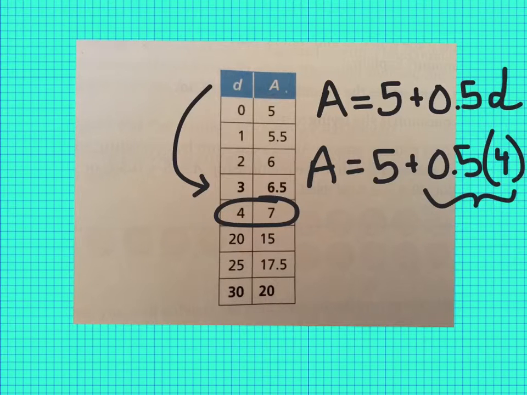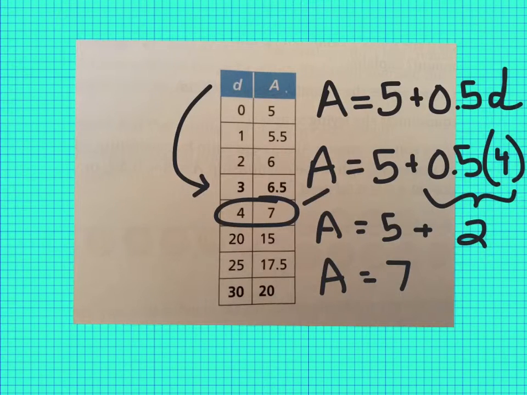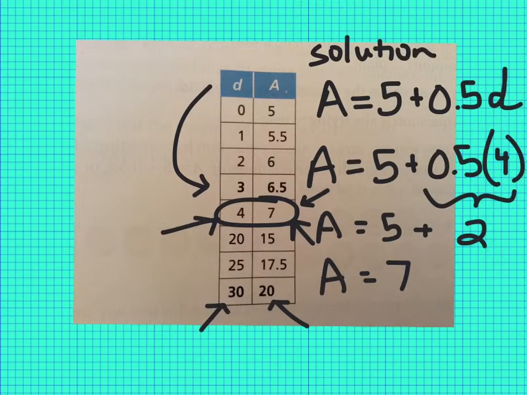Half of 4, or 0.5 times 4, is 2. And then if I solve for A, I get a value of 7, which is right here. That's our dependent variable. So (4, 7) is also a solution to Alana's equation. If she walks 4 kilometers, she would earn $7. If she walked 30 kilometers, she would earn $20. But instead of graphing a line, I can find a solution using an equation.